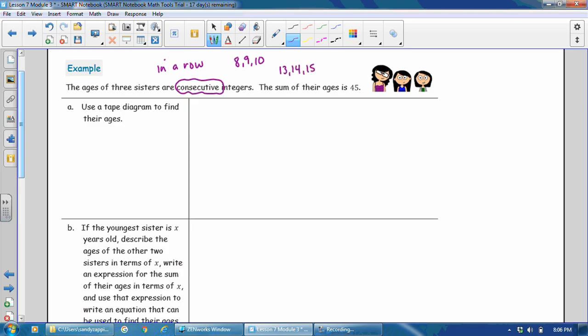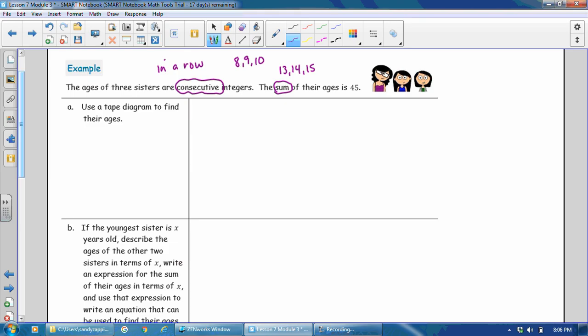So we're looking for the ages of the three sisters, and they are only a year apart, and the sum of their ages is 45. The sum of their ages means that if we add their three ages together, it equals 45. Use a tape diagram to find their ages.